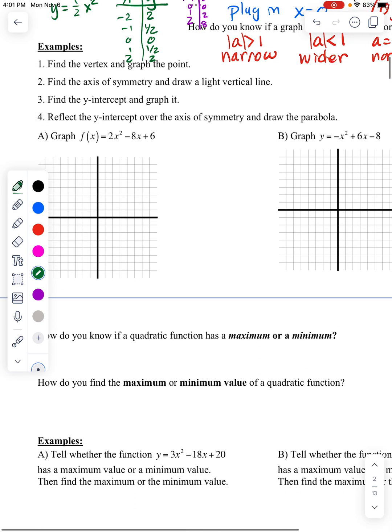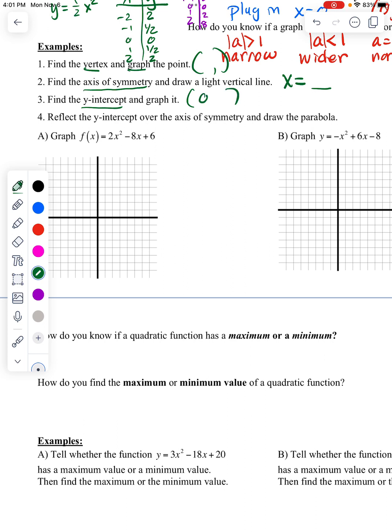Okay, so in these examples, we're going to find the vertex. We're going to graph it. Make sure you show your vertex clearly on your graphs. We're going to find the axis of symmetry and draw that in. We're going to find the y-intercept. Keep in mind that the axis of symmetry is going to be x equals some number. The vertex is going to be a coordinate pair. The y-intercept is going to be a point with a 0 and then a y value. And then we're going to reflect the y-intercept to draw the parabola, meaning that's going to give us more points to guide us.